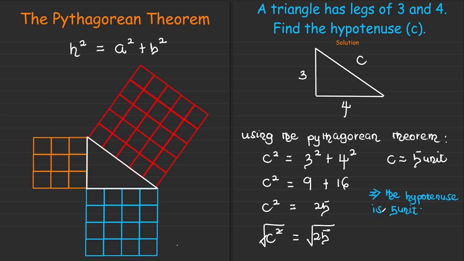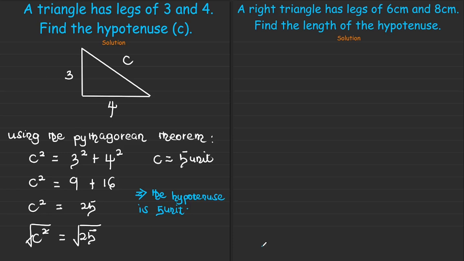Let's take some few more examples to enhance our understanding as well. So our second question here is just like the first one. It says a right angle triangle has legs of 6 centimeters and 8 centimeters, and we have to find the length of the hypotenuse. How do we go about it? Using the Pythagorean theorem once again, we are going to say that this 6 and then 8 are the legs.